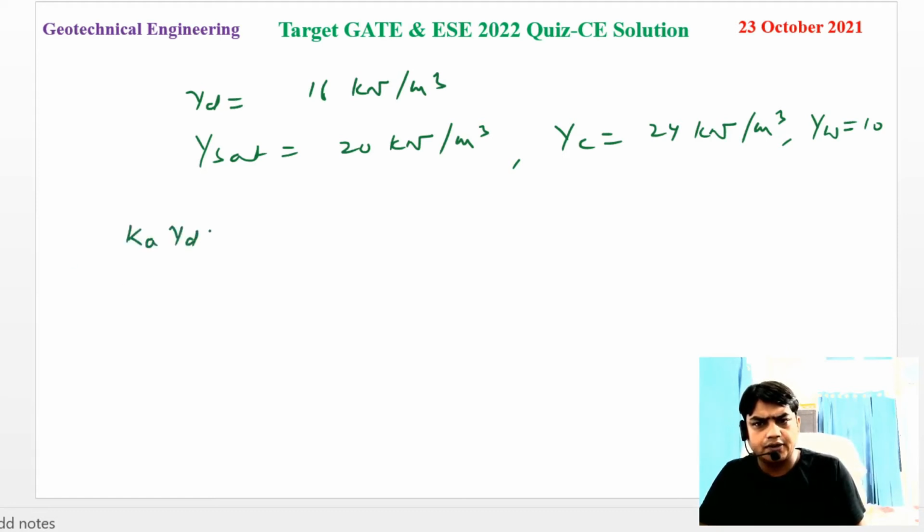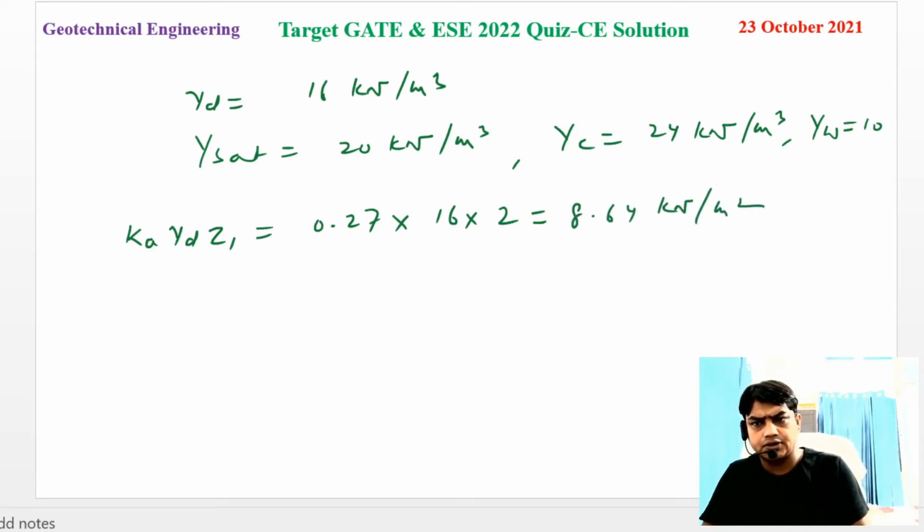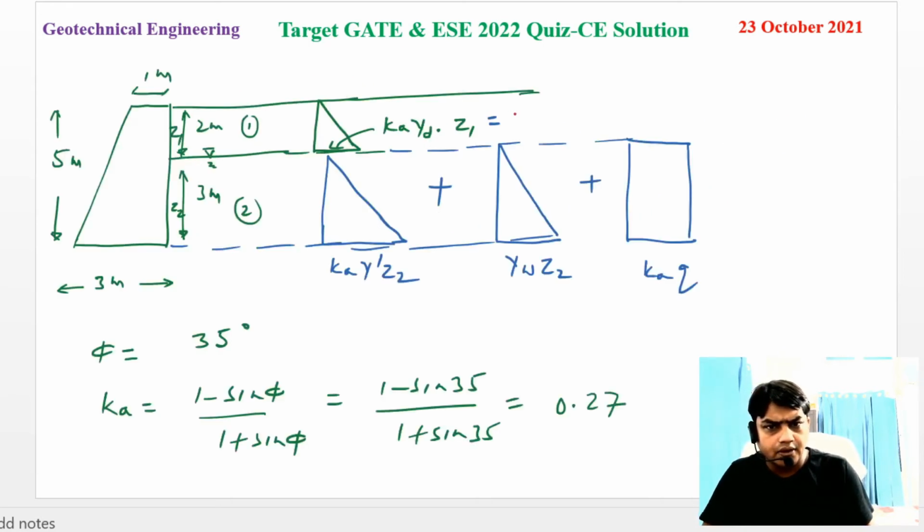If I compute the value of K into gamma D into Z1, this value is 0.27 into 16 into 2, so it will be 0.27 into 32. This is 8.64 kilonewton per meter square. Let us assume this is pressure diagram 1, 2, 3 and 4.